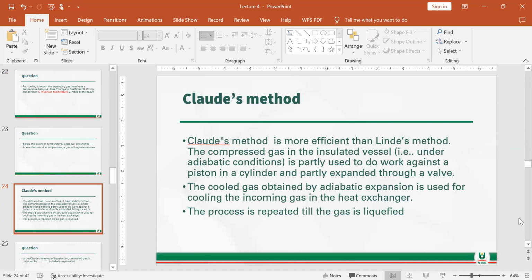The Claude method is one of the other methods that can be used to liquefy gases like nitrogen, hydrogen, helium, which have a very low Joule-Thomson coefficient. The Claude method is more efficient than the Linde's method. A compressed gas in an insulated vessel under adiabatic condition is partly used to do work against a piston in a cylinder and partly expanded through a valve. The cool gas obtained by adiabatic expansion is used for cooling the incoming gas in the heat exchanger. The process is repeated till the gas is liquefied.